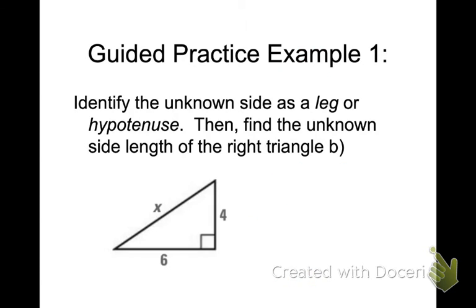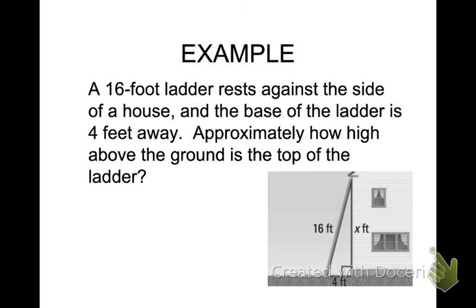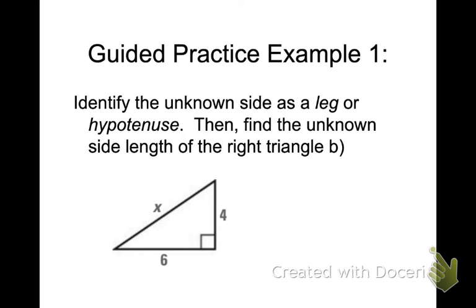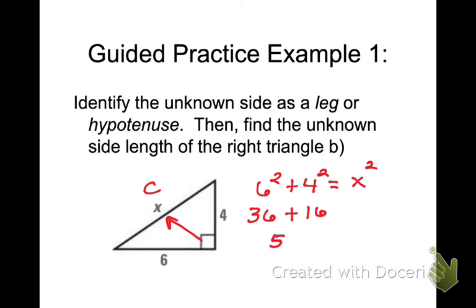All right, let's go to this next one. The hypotenuse is, in this case, x. So there's your C. So we're going to do 6 squared plus 4 squared equals x squared. 36 plus 16 is going to get me what? 52. Oh boy, not as nice as 16 or 100.